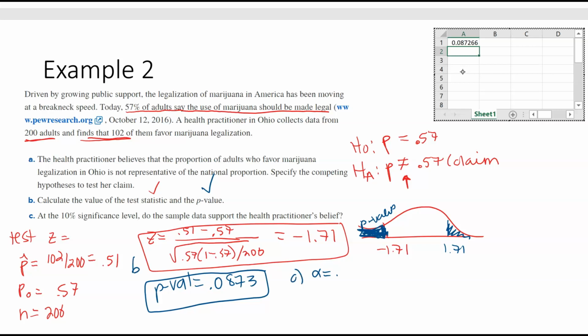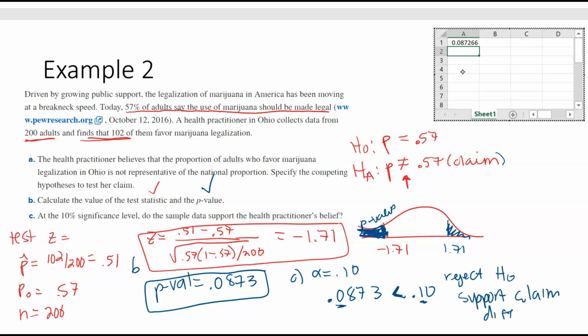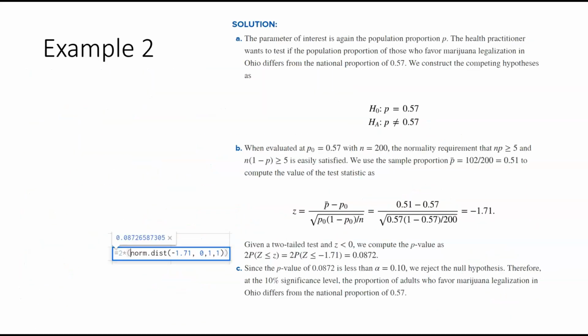So now at the 10% significance level, that's part B. At the 10% significance level, 0.10, does it support their belief? Let's compare our p to the significance level. First digit, 0 and 1, this is smaller. If the p is low, the null must go. So we're going to reject the null. If we reject the null, we're saying we agree with the claim. So we can say that the evidence supports the claim that it differs. And here it is written out for you.